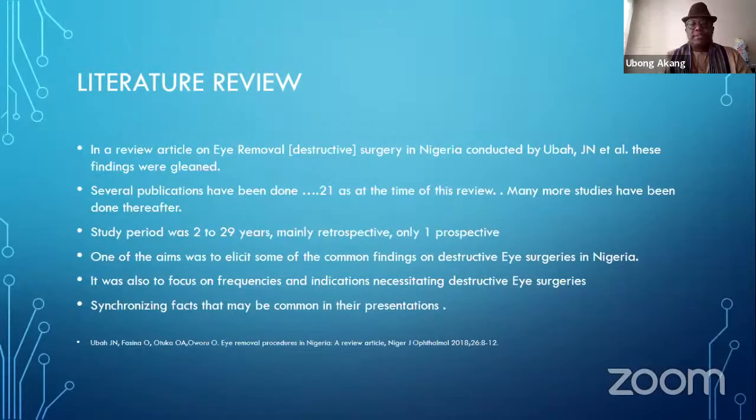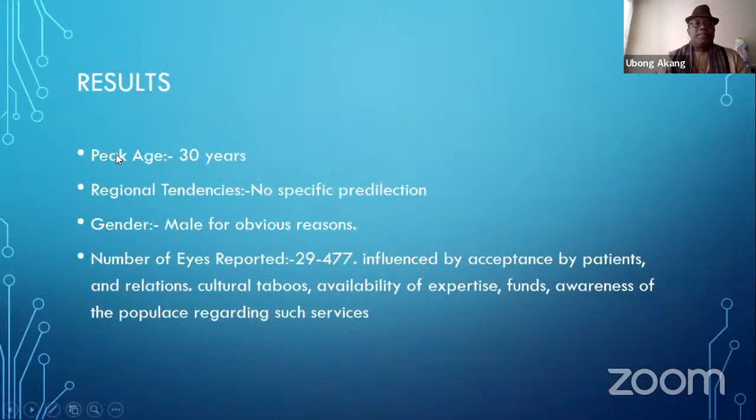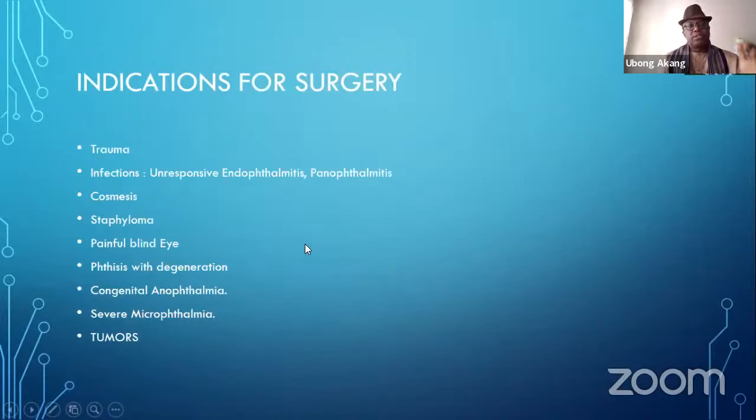common in their presentations. The peak age was 30 years, regional tendencies, no specific predilection, gender, male, for obvious reasons, which we know. The number of eyes reported was from 29 to 477. This was influenced by acceptance by patients, relations, cultural taboos, and so on and so forth. And the indications were just like I've shown here, trauma and infection topped the list. Of course, tumors, right down there, where either enucleation or exenteration was done.